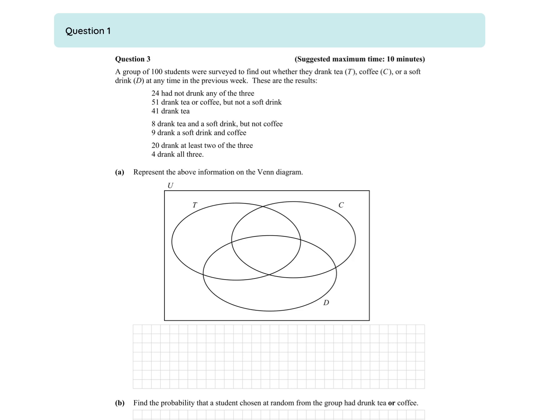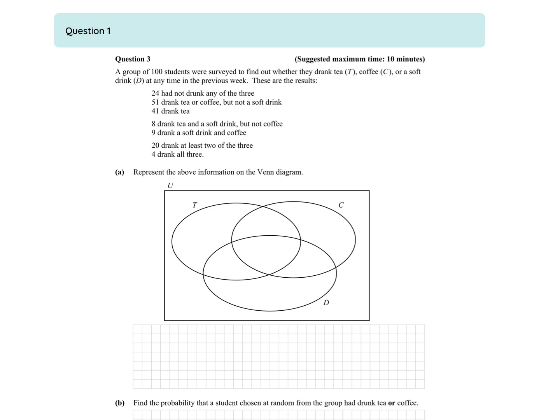So first thing we're going to start off with is a Venn diagram. Now whenever we see a Venn diagram question, we always want to try and fill in the middle first if we can, and work our way out to these intersections between two sets and then out to C, T and D alone. So let's just go through the information here first.